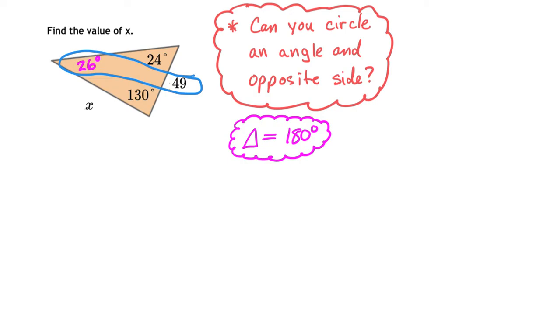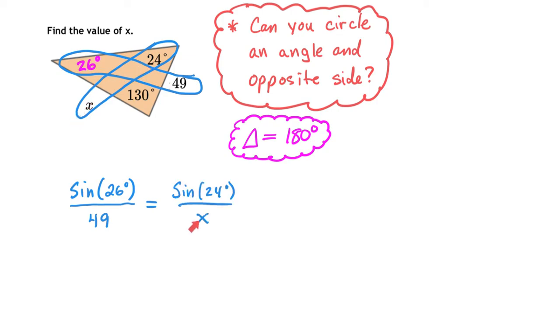And then we'll have to make sure we also, when we're trying to find x, find its angle and side that are opposite each other also and circle those two as well. Now remember, each of these two circles creates a fraction to form a proportion. So let's start with the one we actually have the information for. We're going to say sine of 26 over 49 in a fraction, like this. Then we're going to say equals sine of 24 over its opposite side, which is x, like you see right here.